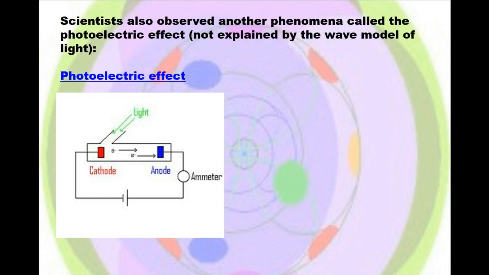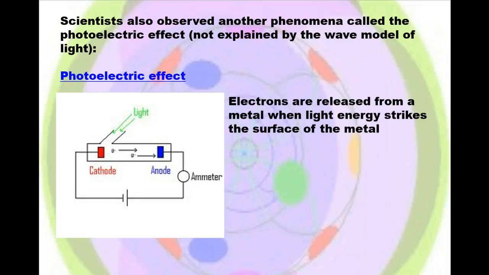Scientists also observed another phenomenon called the photoelectric effect that couldn't be explained by the wave model of light. The wave model simply says that light travels in waves and has a certain amount of frequency associated with them. The photoelectric effect was kind of like the cathode ray tube, where you have a cathode and an anode, but instead of passing electrical current through it and getting a beam of light, you shine light on the metal, on the cathode. When you shine the light on the cathode, a beam of electrons is released from the cathode. So when you take light of a specific amount of energy and shine it on that metal, electrons are released. And that was something that scientists couldn't explain with just light traveling in waves.